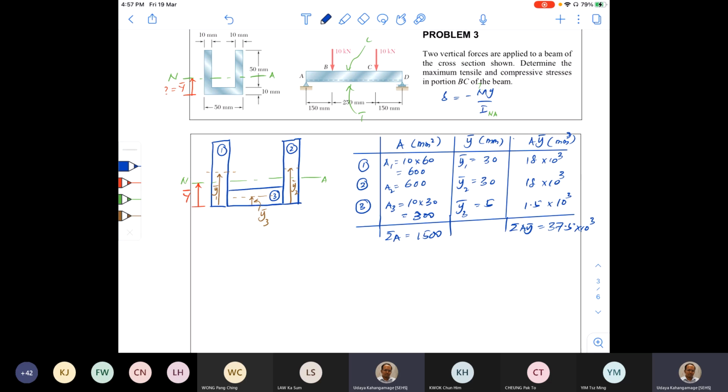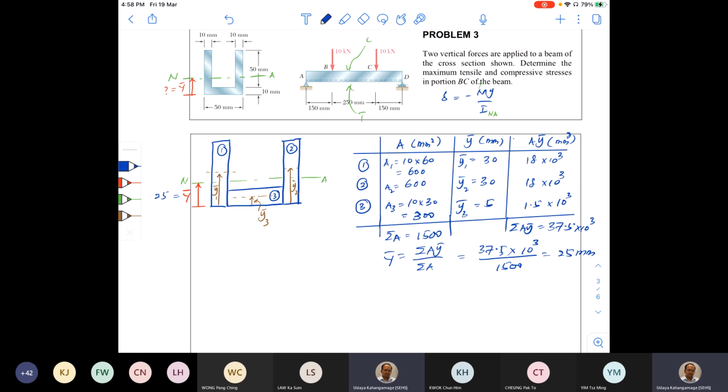Okay, so now our equation for Y bar is equal to summation of A Y bars divided by summation of all the areas. So this is the equation. So from this one we find that 37.5 into 10 to the power 3 divided by 1500, and you simplify this one, you get this answer, 25 millimeters. So we found that Y bar here is 25 millimeters.